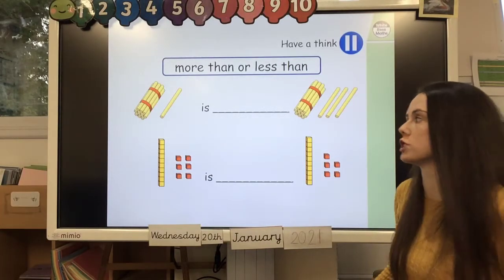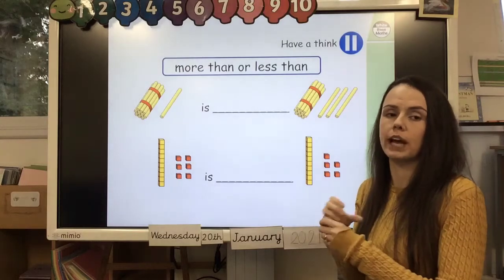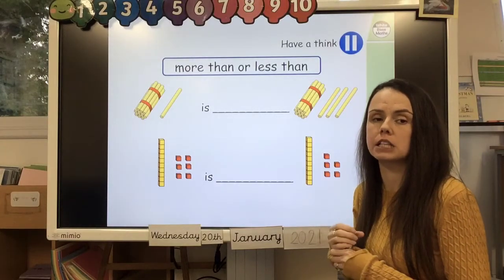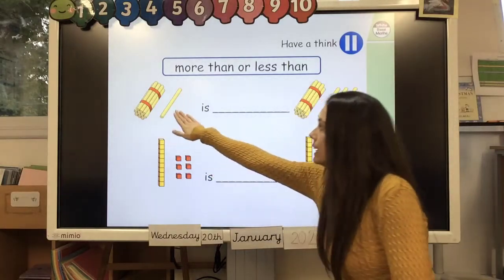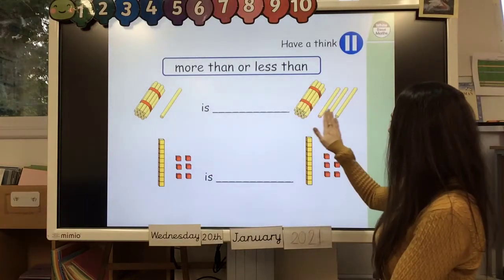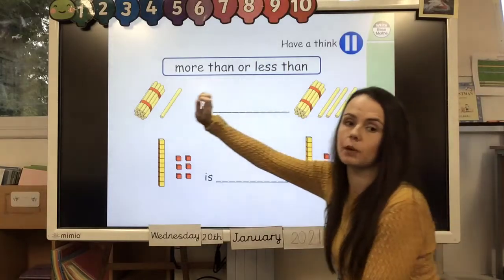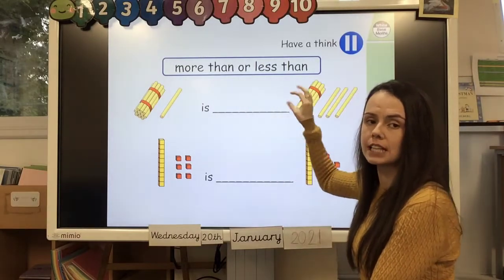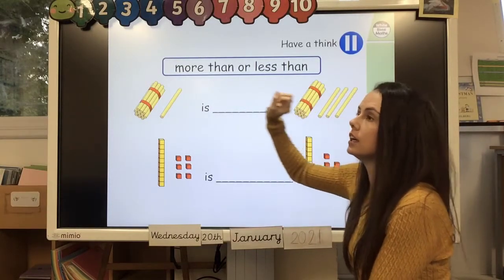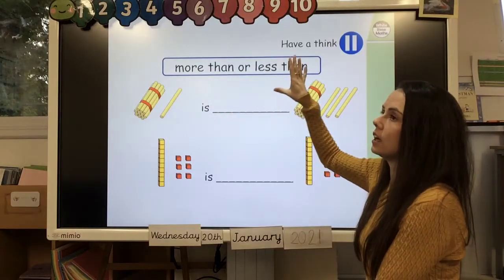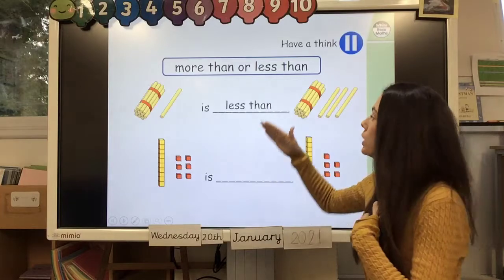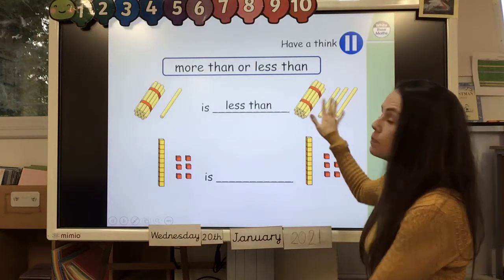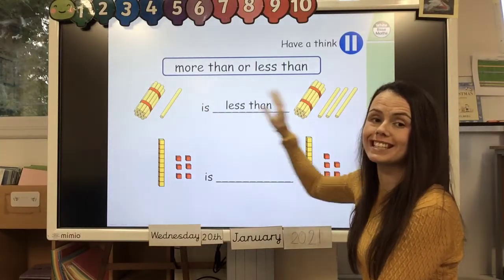Now we've got our straws. Can you remember what it means when we have 10 straws together in an elastic band? Yeah, it means it's 1 ten. Fantastic. So 10, 11, 10, 11, 12, 13. So 11, is it more or less than 13? 11 is less than 13 because 13 is bigger. So 11 is less than.